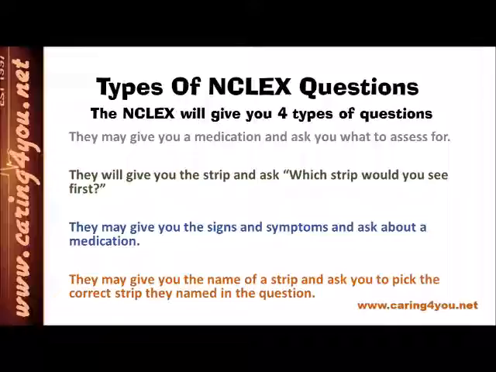when taking your state boards. And they usually do it 4 ways. They may give you a medication and ask you what to assess for. They will give you the strip and ask which strip would you see first. They may give you the signs and symptoms and ask about a medication, or they may give you the name of a strip and ask you to pick the correct strip that they named in the question. So they're making it quite interesting.